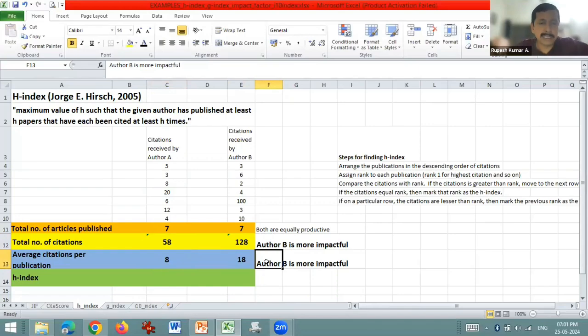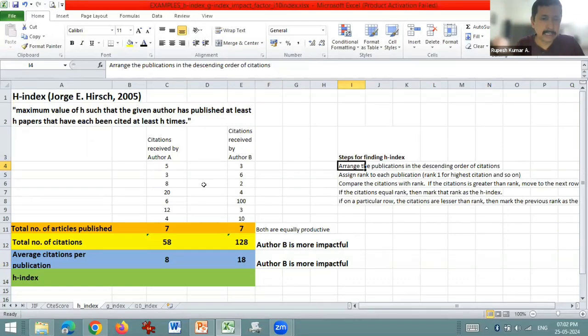Now let us find out H index. In other words, now let us find out who is more consistent in receiving higher number of citations to each of the articles. Now I come to the steps for finding H index. Of course, this is only for your understanding how H index is computed. You will readily get the H index value in different services. But you need to know as a researcher how H index is computed. To find out H index of an author, first arrange the publications in the descending order of citation.